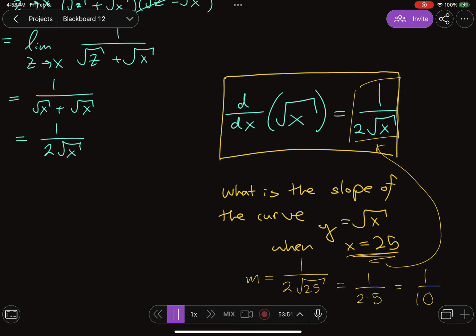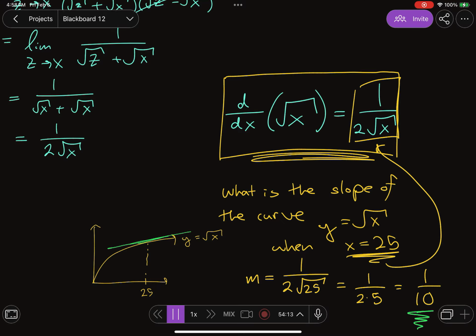That's y equals root x. Let's walk to 25. So here's x equals 25. We look up. We go, what is the slope here? What is the slope here? We now have a tool that tells us exactly the slope there, m is equal to 1/10. That's really, really powerful. Wildly powerful. The applications are endless, as we saw in the history video.